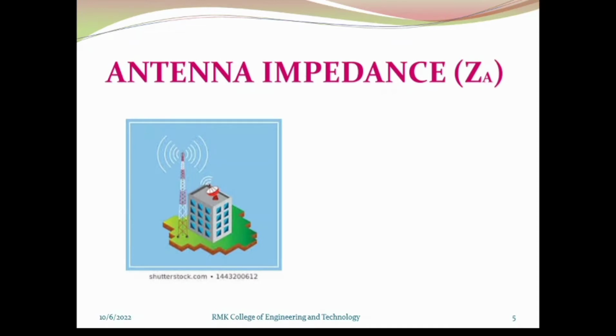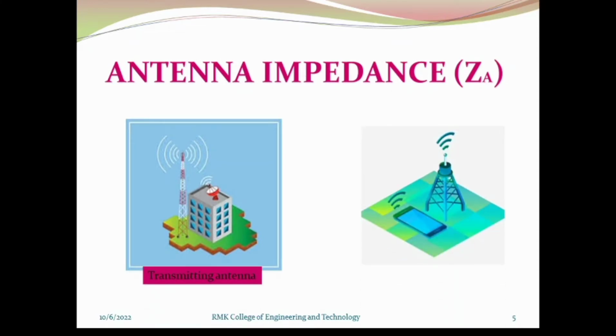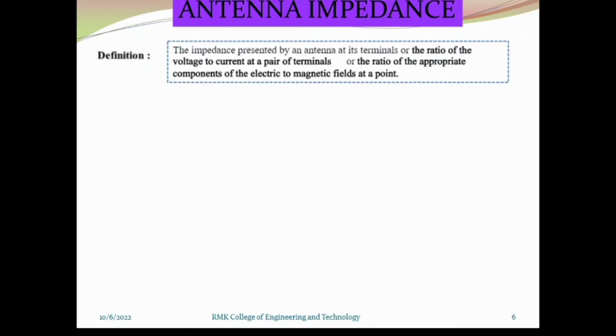So what do we mean by antenna impedance, and what do we have to maintain? Antenna impedance is a very important factor for making the matching between transmitter and receiver. If we know the antenna impedance, we are able to match the impedance between the transmitter and the receiver. So how do we define antenna impedance? It is the ratio of terminal voltage to the current. Okay, terminal voltage to the current. That ratio is called antenna impedance.